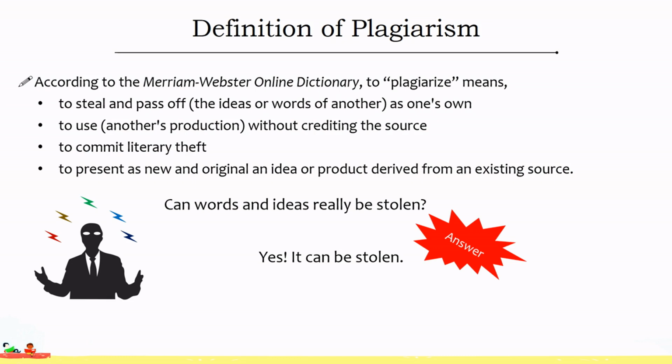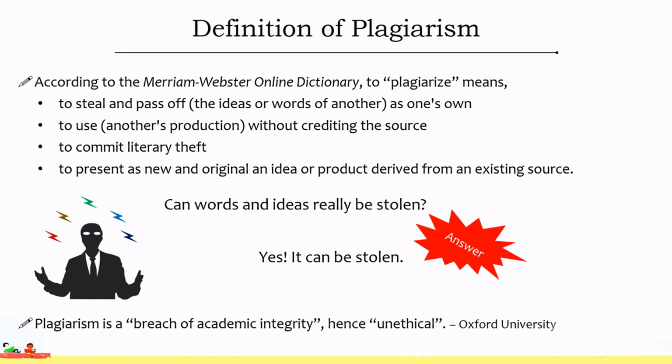Plagiarism is the reproduction of public or private, that is unpublished, material. As per Oxford University, plagiarism is a breach of academic integrity, hence unethical. Let's understand it. Academic integrity means intellectual honesty towards creation of intellectual property, and unethical means wrong or zero ethical value. So, plagiarism means breaking academic integrity or policies or rules.